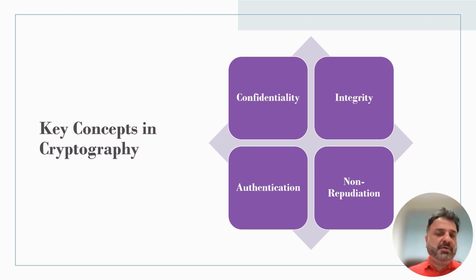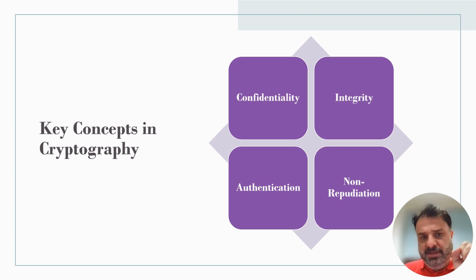Okay, there are some key concepts in cryptography. The first one is confidentiality. Confidentiality ensures that the information is accessible only to those who have the right to see it. For example, encrypting a message so only the intended recipient can read it. The next concept is integrity. It guarantees that the data has not been altered during transmission.